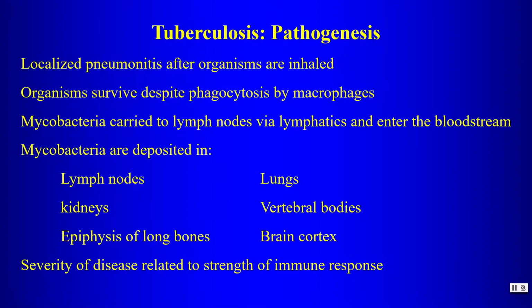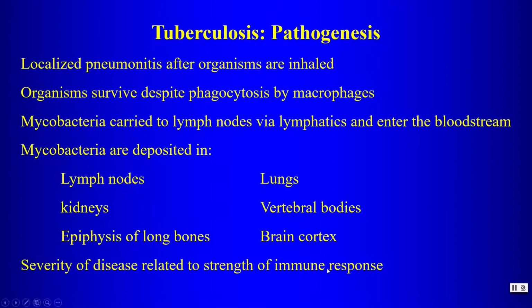So with exposure to tuberculosis, patients can develop a localized pneumonitis, and the organisms can survive despite phagocytosis by macrophages. So the mycobacteria are carried to lymph nodes via the lymphatics, and they can be deposited all over the body within lymph nodes, kidneys, epiphyses of long bones, lungs, vertebral bodies, brain cortex, which is why many years later patients may develop foci of active tuberculosis anywhere in the body from this hematogenous dissemination at the time of first infection.